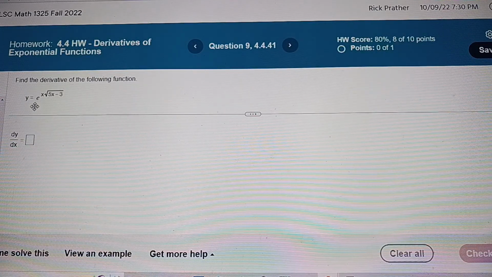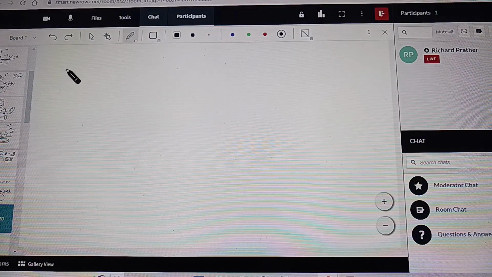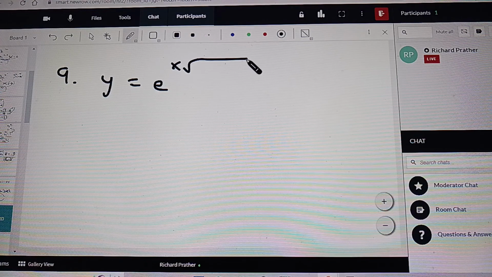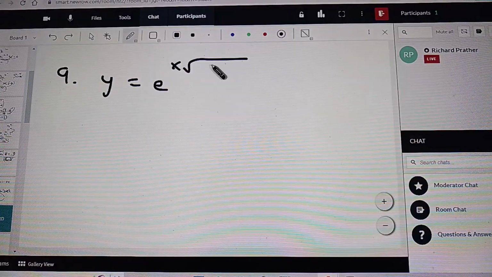Okay, so now we have e to the, in the exponent, not only is there an x up there as always for exponentials, but there's two functions of x up there. So number 9, e to the x square root of 5x minus 3.